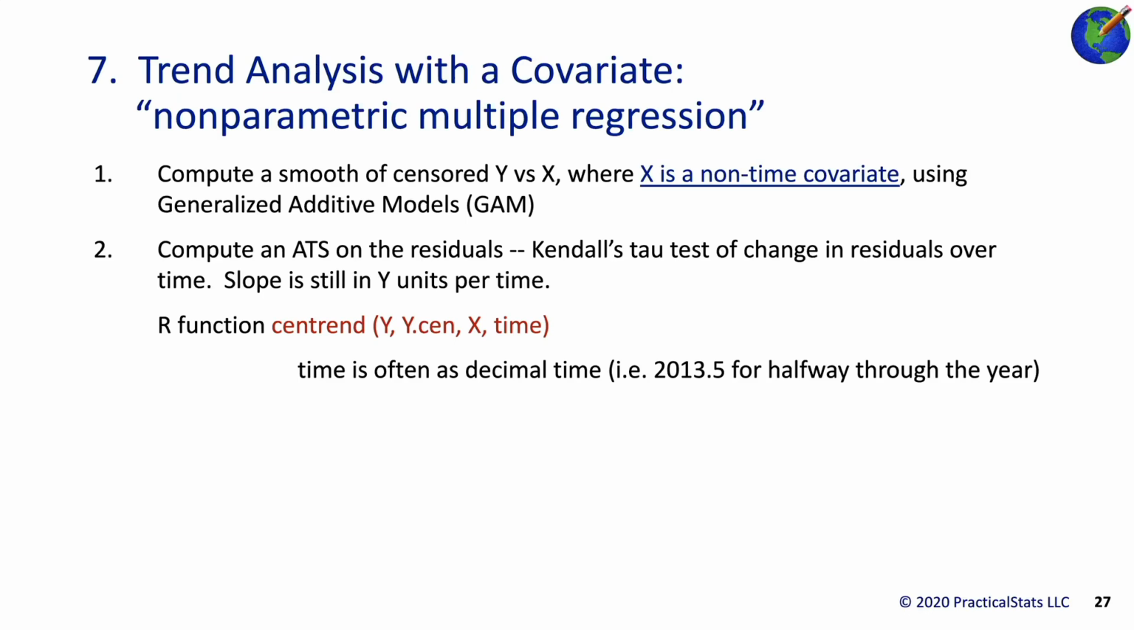And then you take the residuals from that smooth and run ATS on the residuals to get a Kendall's tau type change over time. So it's an ATS where the X variable for the ATS is time and the Y are the residuals from that smooth. So what we're doing with the smooth is factoring out the effect of all of those other variables so that the only effect still in there is time, and then run the ATS trend test on time.